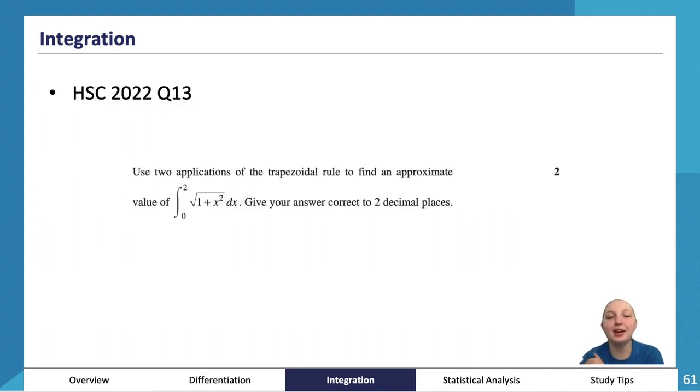So when we're thinking about this question, it says use 2 applications of the trapezoidal rule to find an approximate value of the integral of root (1 plus x squared) dx between 0 and 2. Give your answer to 2 decimal places. First things first, this trips a lot of people up. 2 applications means that you're creating 2 trapezoids. 2 trapezoids means you're going to have 3 x values. And 3 trapezoids means you'll have 4 x values, and so on.